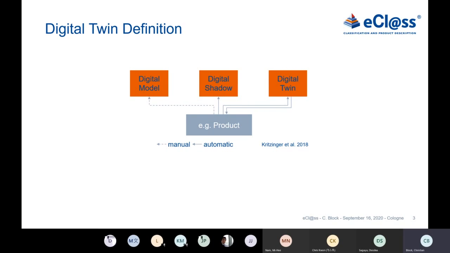Then we have the next step. It's also quite new. We have this digital model, which is connected to the product, so it is automatically updated. That is what we call the digital shadow. I think the term digital shadow is not so widespread globally, but we all talk about the digital twin, and digital shadow and digital twin are sometimes used as synonyms.